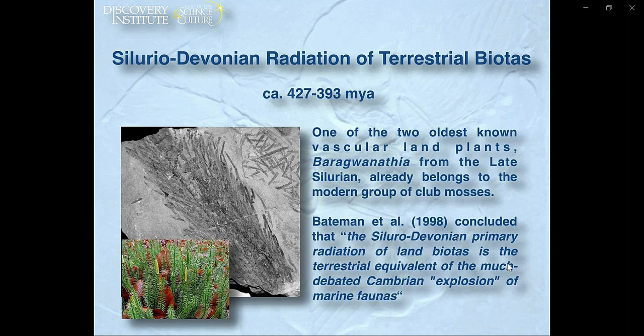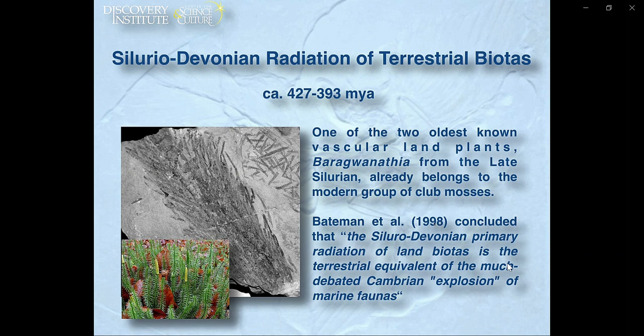Then you have something similar at the transition from the next geological ages, the Silurian to the Devonian. That is about 427 million years ago, when the first land plants appeared. And the first land plants, the oldest one we know is Baragwanathia from the late Silurian, already belongs to a modern subgroup of mosses, to the group of club mosses. It's not a primitive pre-plant. It's already, you can put it in the modern system of plants.